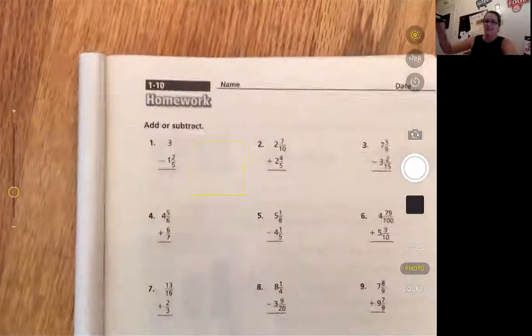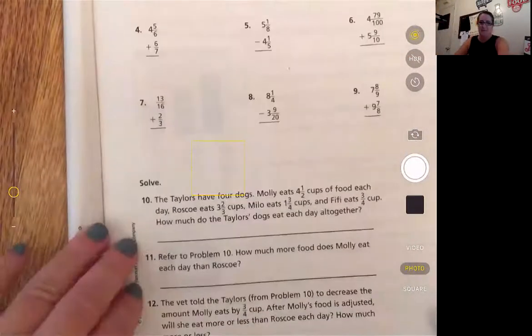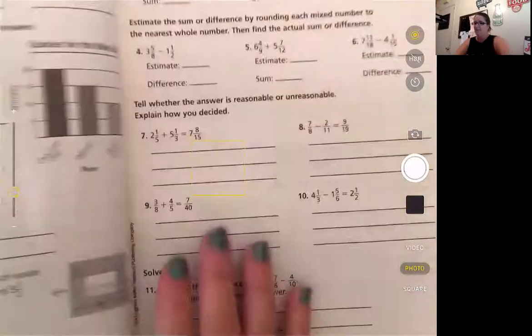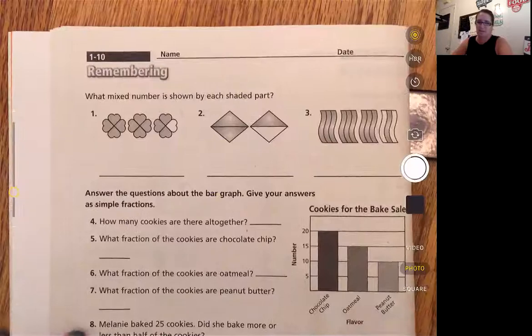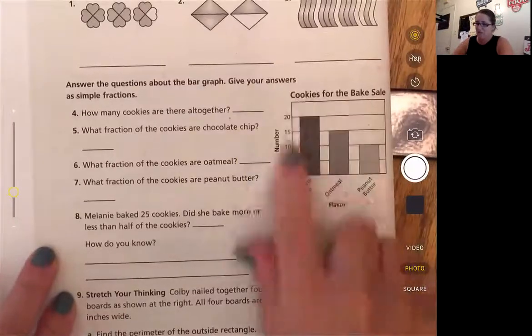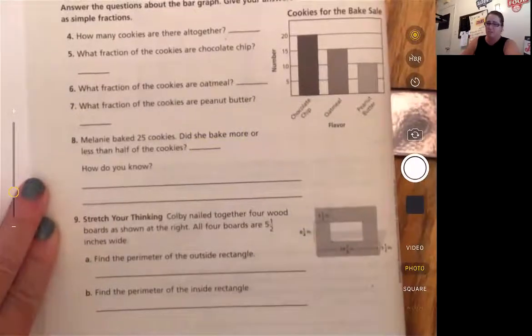Next comes your homework book. And like I said, look at that. You've got lots of practice right there, okay? At the bottom has a couple word problems for you. And let's take a look at the remembering practice real quick, just to make sure it's all stuff we can do. Yes, we can write mixed numbers to go with the shaded pictures. We can answer questions about the bar graph. And then we have a diagram down here below.